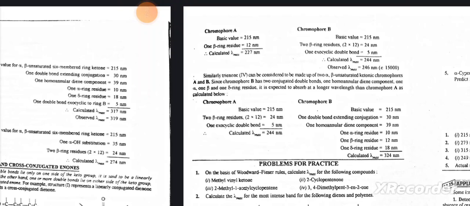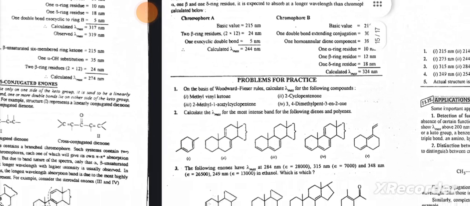Similarly, trienone can be considered to be made up of alpha beta unsaturated ketonic chromophores A and B. Since chromophore B has two conjugated double bonds, a homoannular diene component, and alpha, beta and gamma ring residues, it is expected to absorb at longer wavelength than chromophore A as calculated below. The second example is also given.